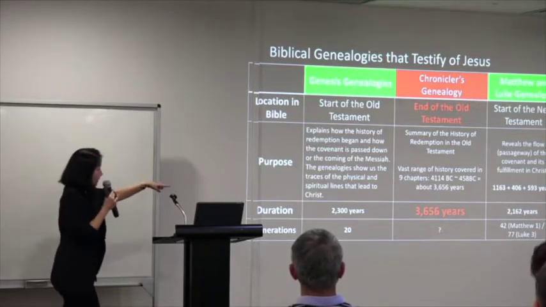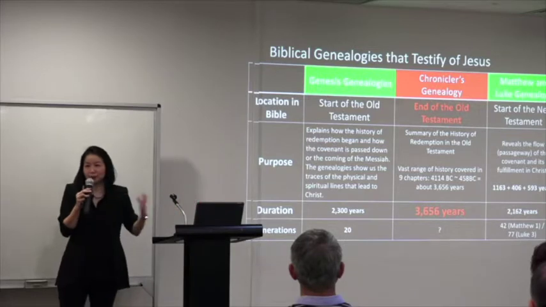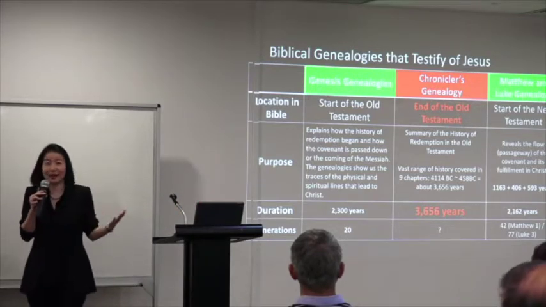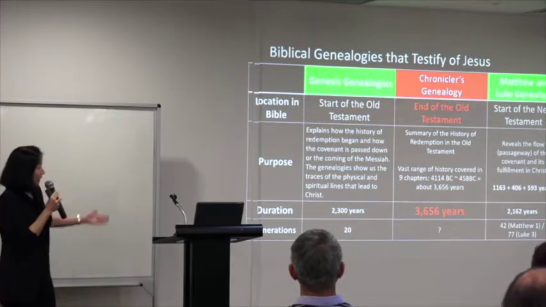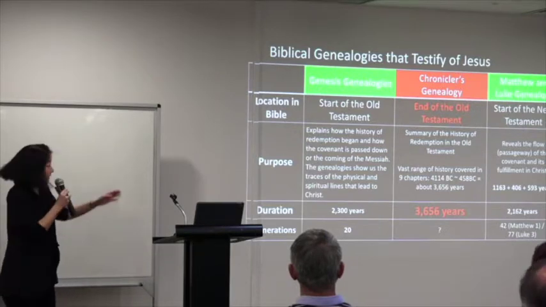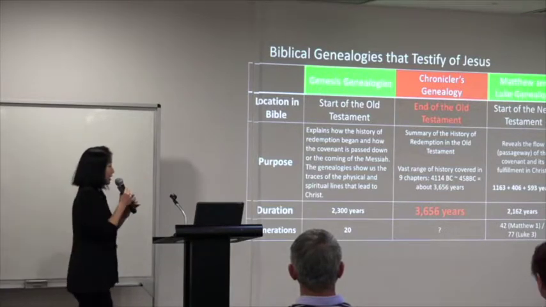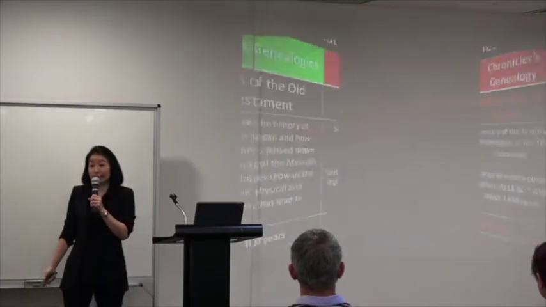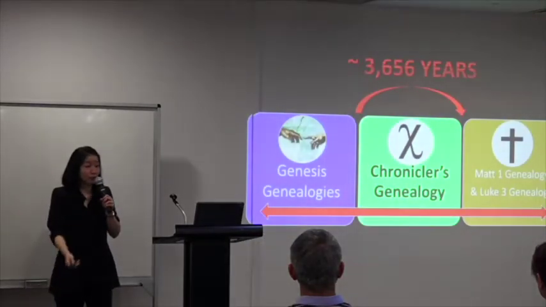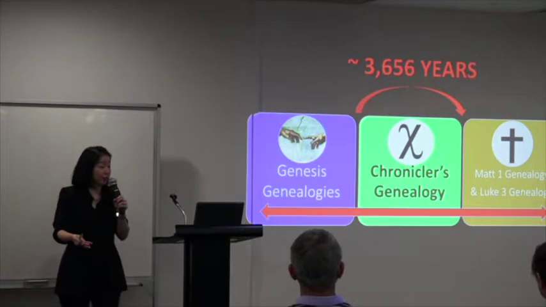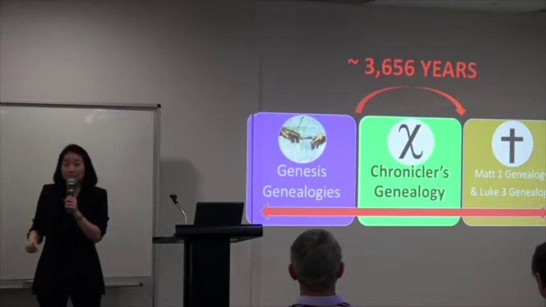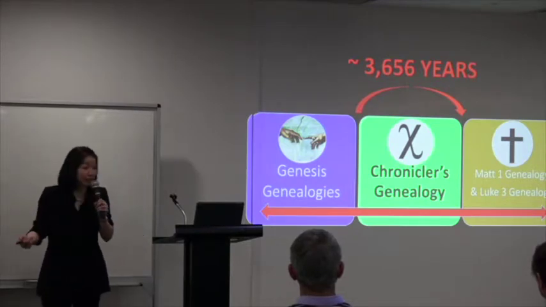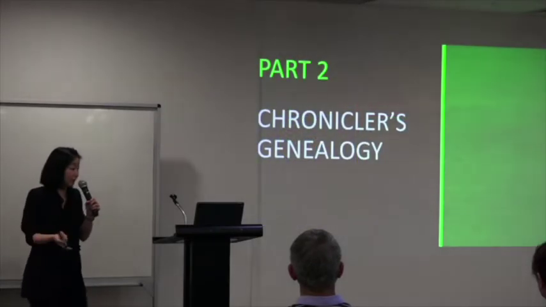Now, of all of these, which is the most expansive, the broadest range, the widest and the vastest genealogy? We can say it's the Chronicles genealogy because it spans all the way 3,656 years. So out of all of the genealogies you can read in the Bible, the Chronicles genealogy is the biggest. It summarizes the entire Old Testament. That's why it's at the end.